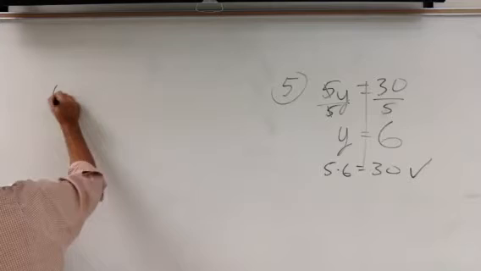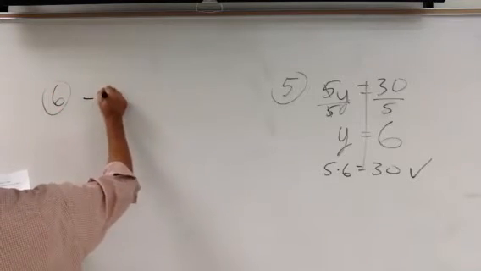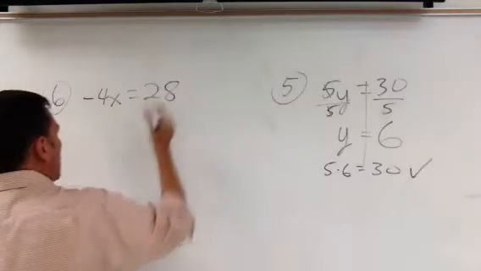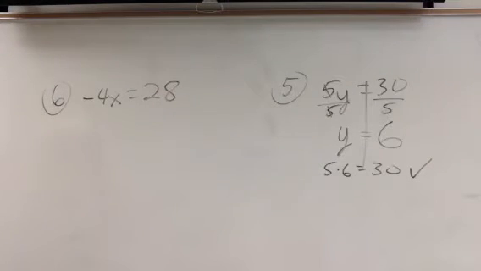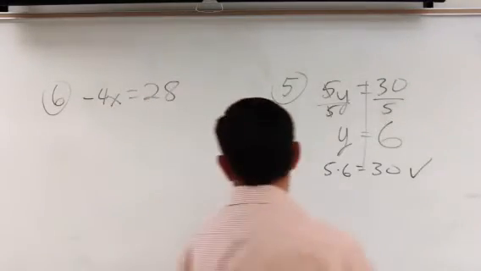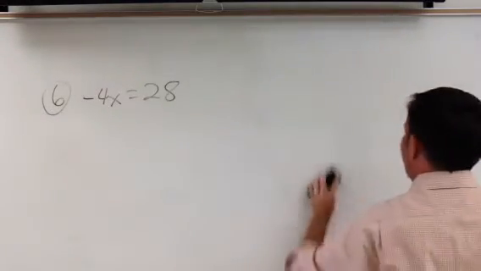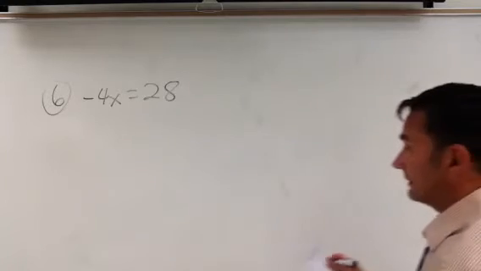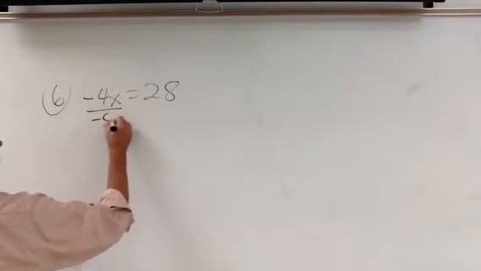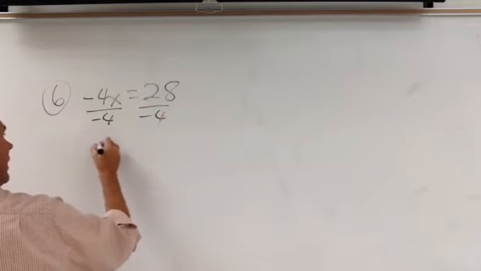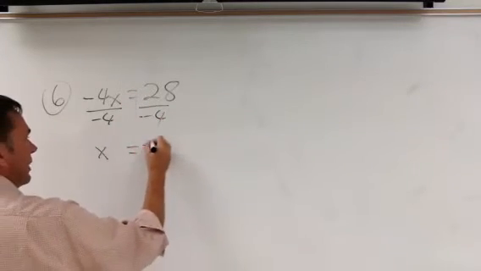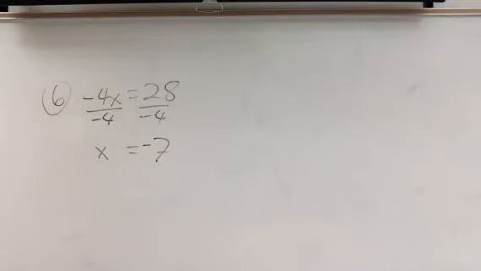Number 6. Negative 4x equals 28. Now think about this. What is the number multiplying the x value? You want to make sure it's the exact number. In this case, it's a negative 4. So we need to divide by negative 4. And in this case, we get x equals negative 7. Those negatives come in to haunt us, so we have to make sure we account for them. I'm going to let you do number 7 on your own.